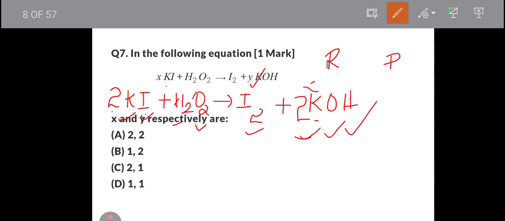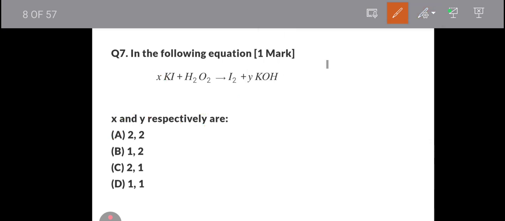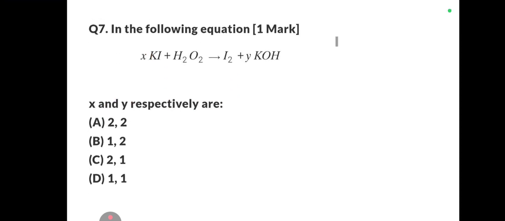So what is X and Y here? X we got as 2, right? Y also we got as 2. So the correct option is option A, 2, 2. Hope this question is clear to you. Let's move to the next question.